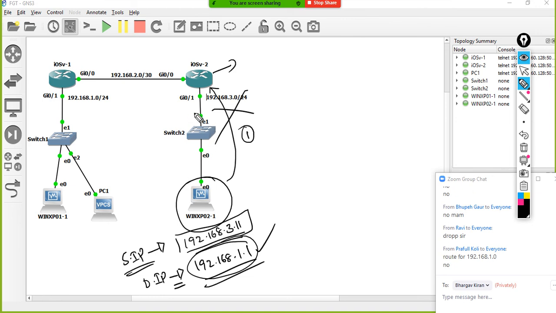You understand, ma'am? So in the second scenario, we are going to write the static routes, right? From there, it will drop here itself. Understand, ma'am? Yes, sir.